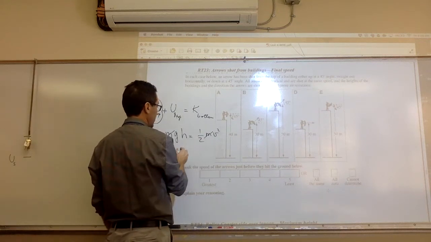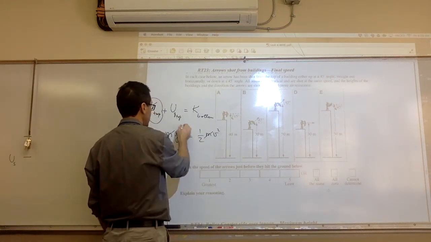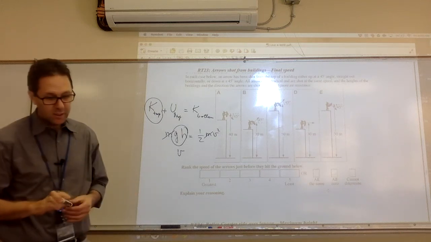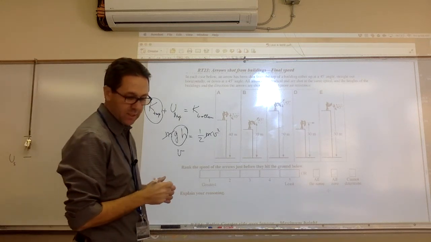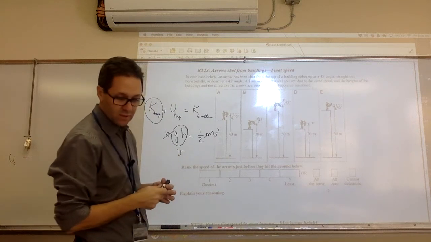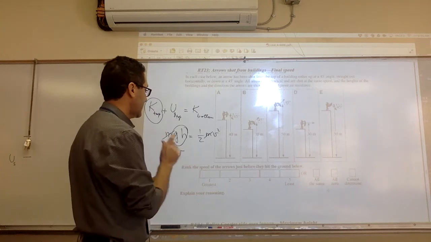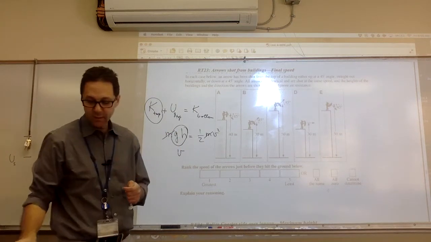So basically the one with the highest v is the one that's going to have the highest gh. And the ranking should be C and E tied, and they come first. Then A is sandwiched in the middle, and B and D are tied, and they come at the end.